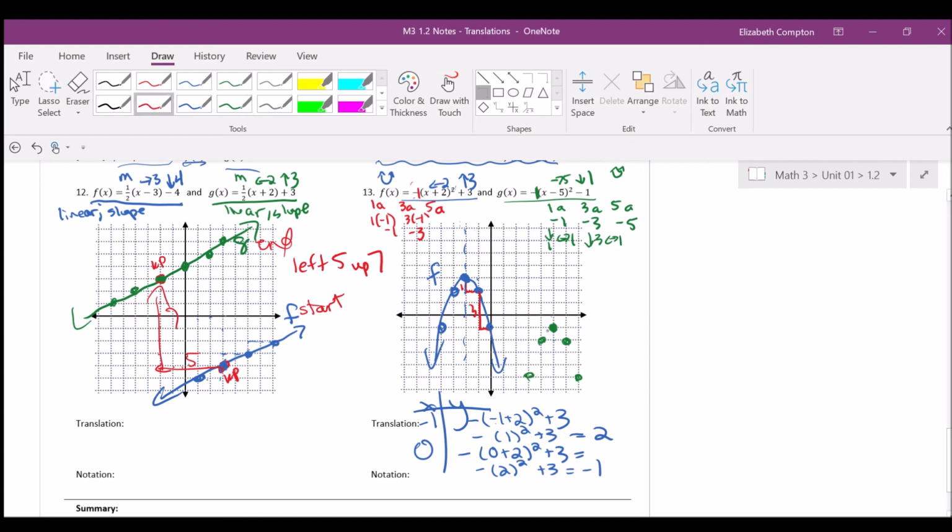Let me draw that in again. So I went down 1, left and right 1. Then I went down 3, over 1. And if you want to work on the pattern more with me because you feel like it's easier, just let me know. We can work on it more. You could have also used a table for this one. If you used a table, I would have plugged in 6 and 7. And I would have gotten -2 and -5.